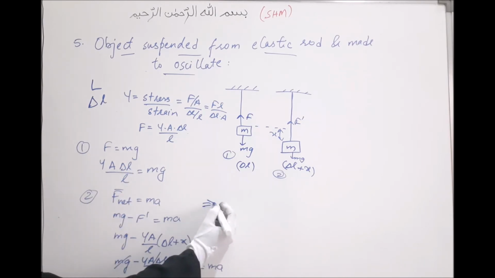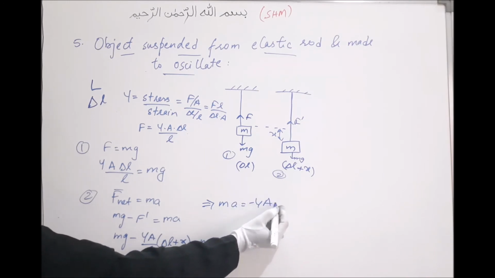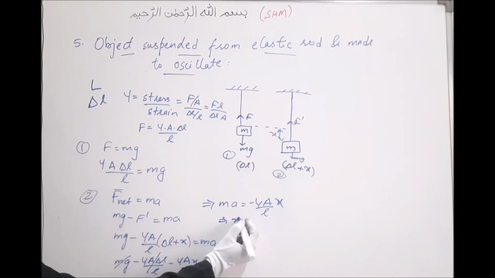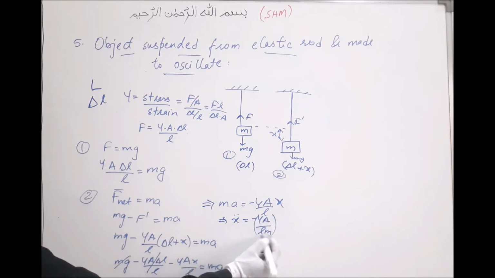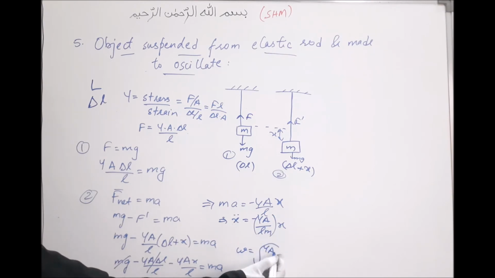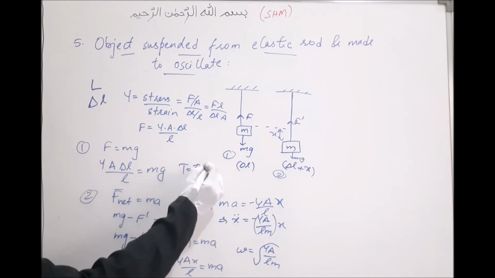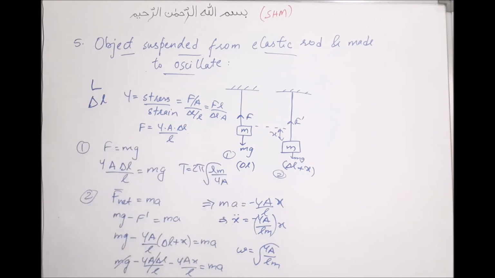this and this term will get cancelled, and we will have ma is equal to minus Y A upon L into x, and then I can write this as x double dot is equal to minus Y A by L m into x. This is again the equation of simple harmonic motion, where omega is going to be root of Y A upon L m, and time period will be 2 pi root of L m upon Y A.